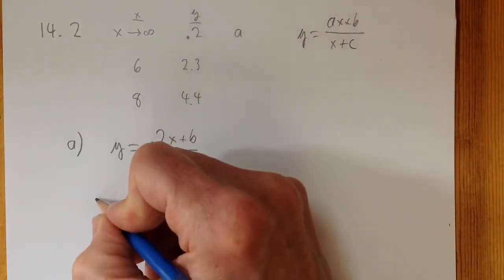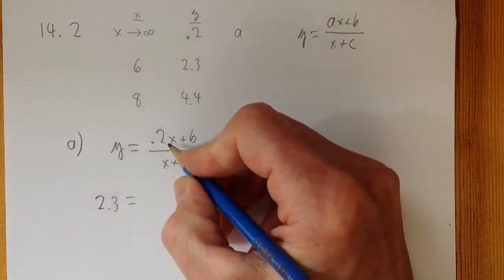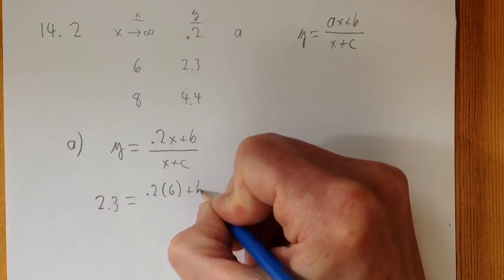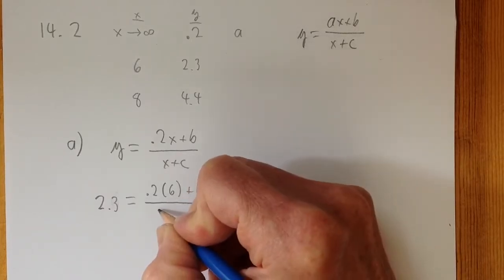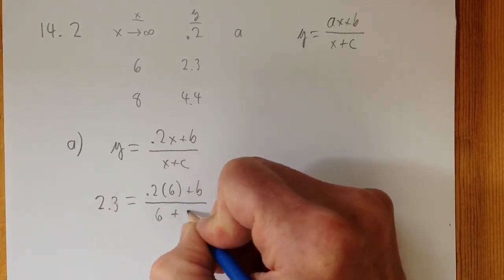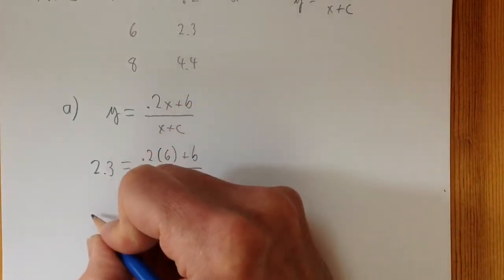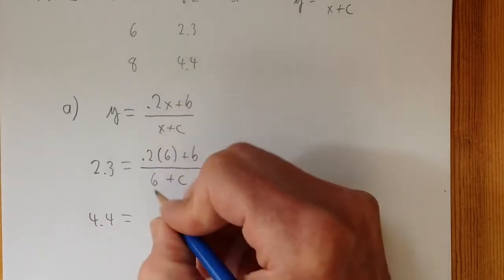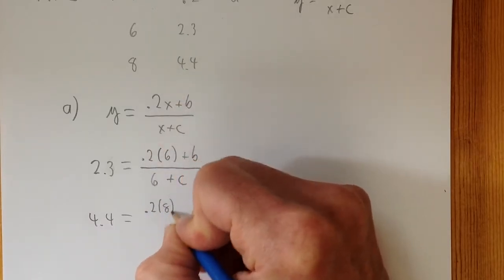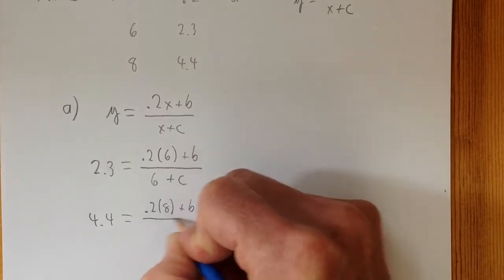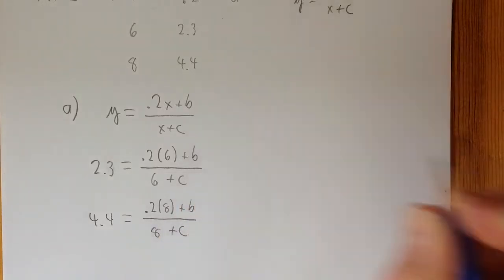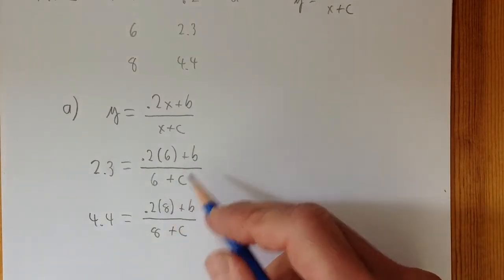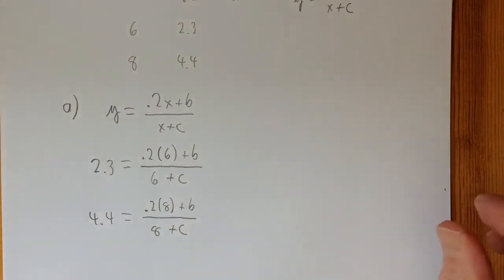When y is 2.3, when the reading is 2.3, you're 6 feet in the room. So 2.3 equals 0.2 times 6 plus b, divided by 6 plus c. And then when we go further into the room, the reading's 4.4, and x is 8, so 4.4 equals 0.2 times 8 plus b, divided by 8 plus c. Okay, now we have two equations, two things we don't know, so we can solve it.